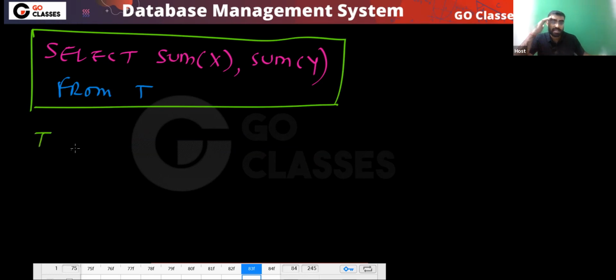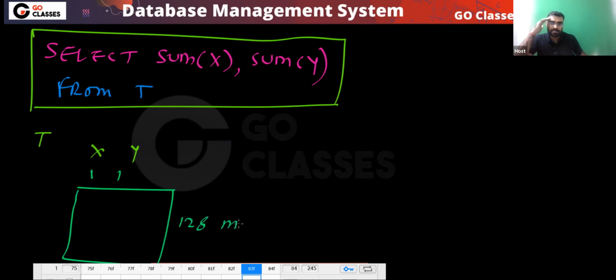Because remember, the question has already given you the information that here a total of 128 tuples are there. Here 120 more records are there. So this information is already given in the table, the 2, 3 in the question, and so on.